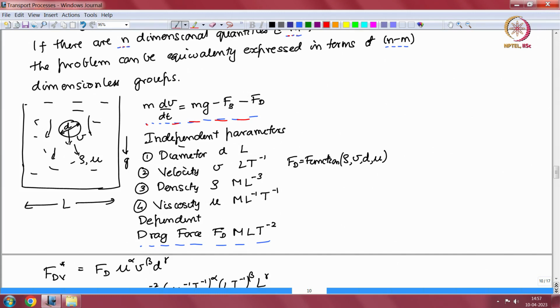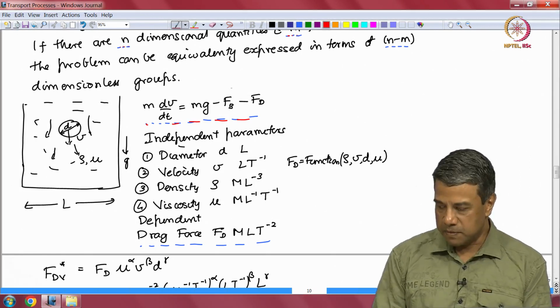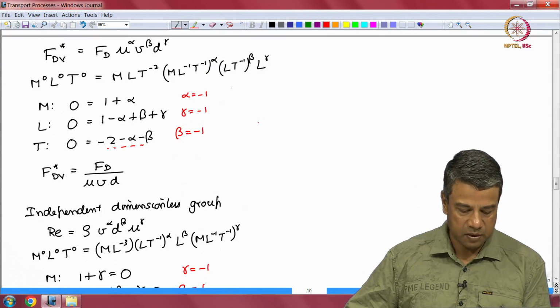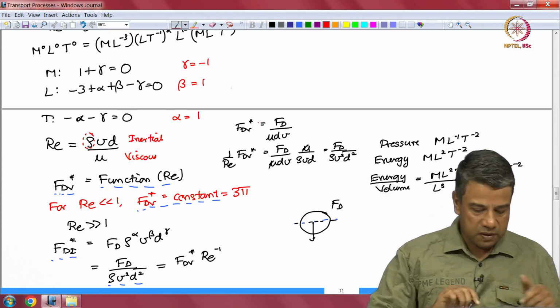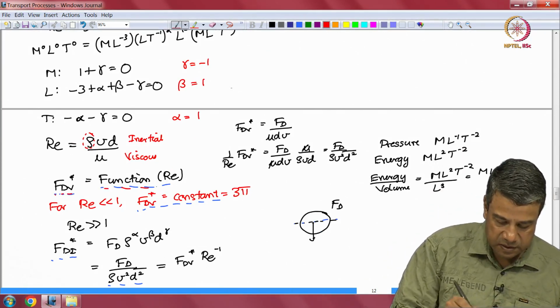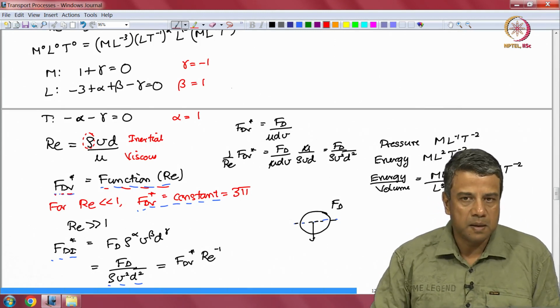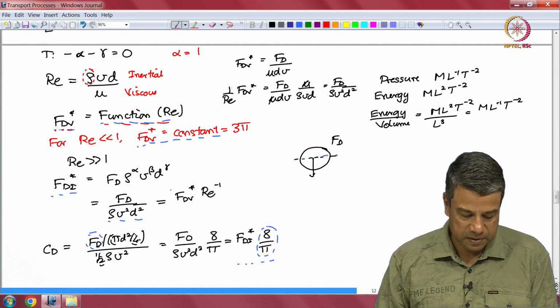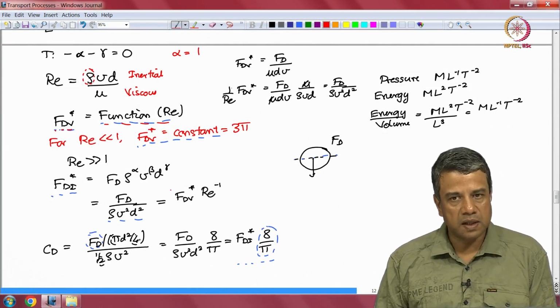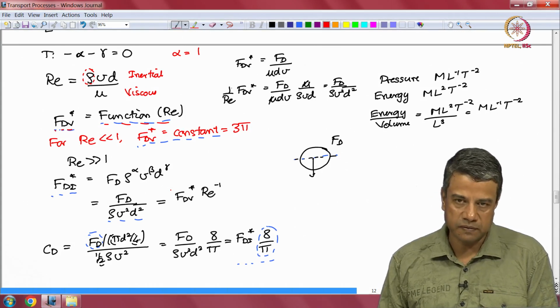This drag force depends on the particle diameter and the particle velocity, and the fluid properties, that is the density and the viscosity. Based upon dimensional analysis, we had got a relation between two dimensionless groups: the drag force scaled by either viscous or inertial scales, and a dimensionless group called the Reynolds number, which is the ratio of inertial and viscous effects. And I told you the drag force can be scaled either by inertia or by viscosity.